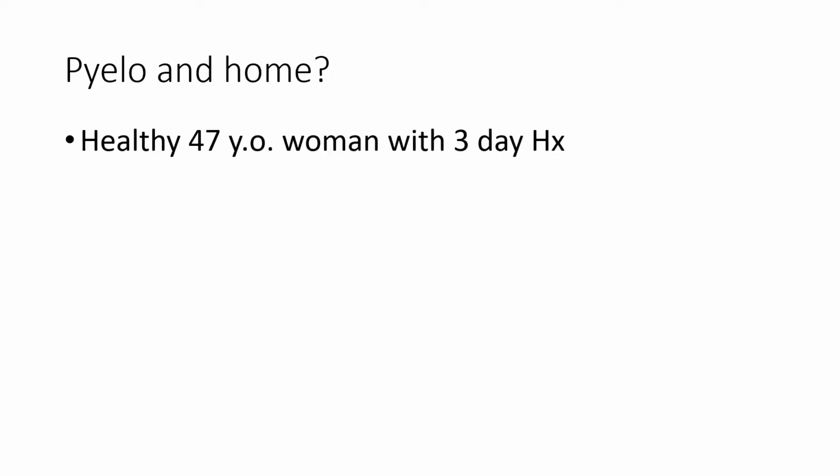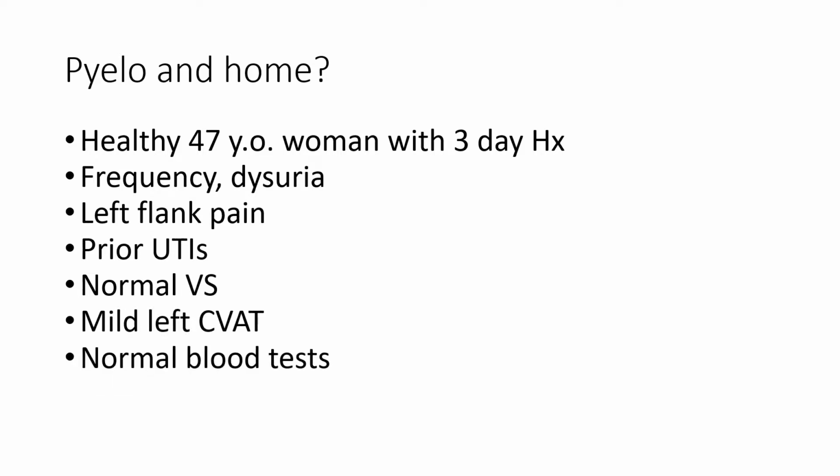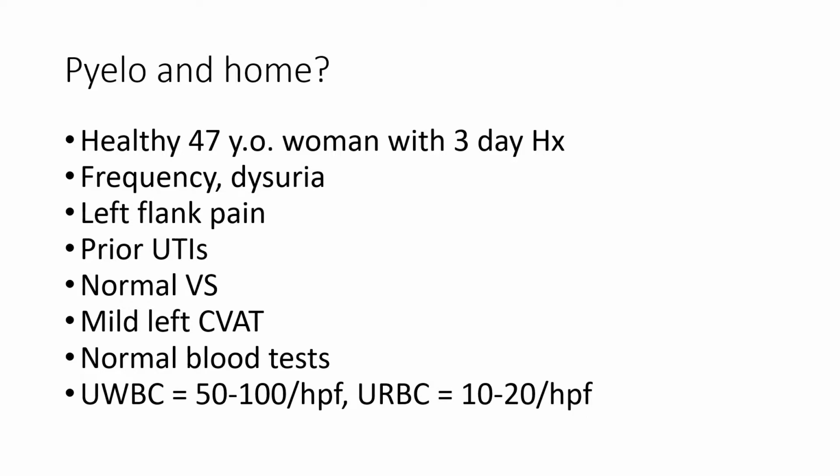Here's a different case. A healthy 47-year-old woman presents with a 3-day history of frequency, dysuria, and left flank pain. She has had a few UTIs in the past. Her vital signs are normal, and she has mild left CVA tenderness. Her blood tests are normal. Her urine shows 50 to 100 white blood cells and 10 to 20 red blood cells.